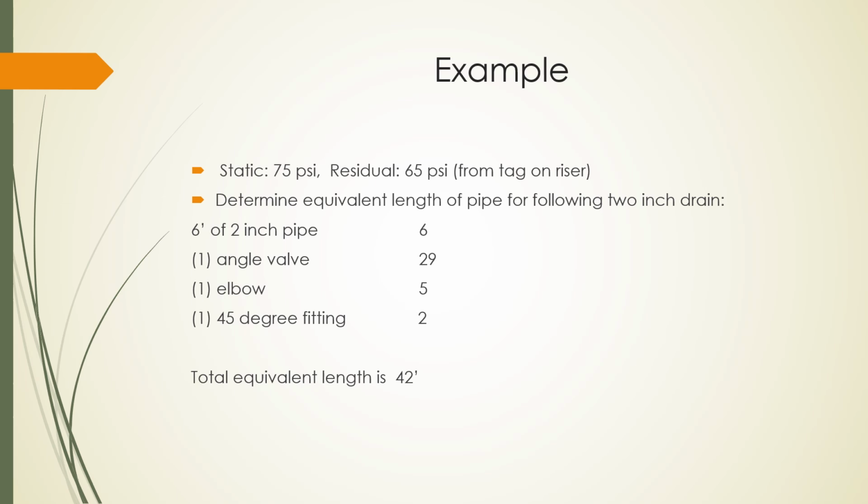We sketched out the piping from the riser to the outside. It had 6 feet of 2-inch pipe. It had one angle valve, one elbow, and one 45 degree. And from that, we determined from Table 1 that the total equivalent length is 42 feet.